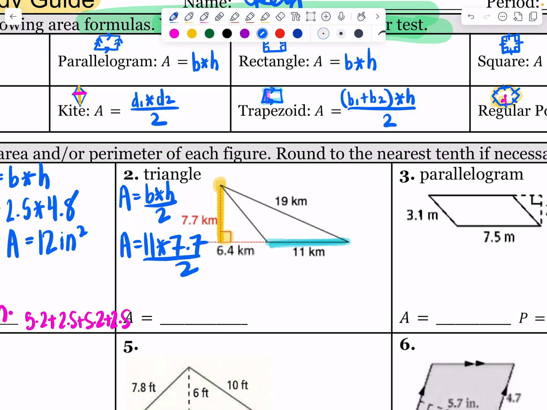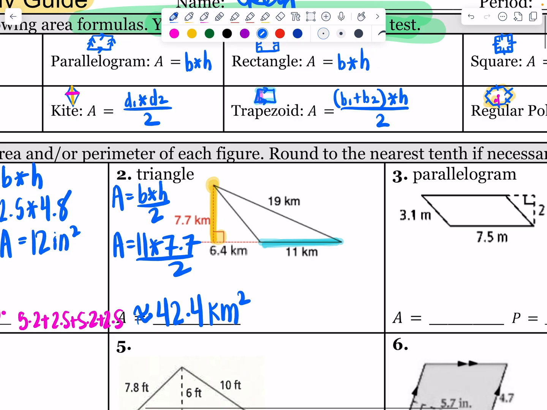So let's do that. 11 times 7.7 divided by 2 is going to give me an area of 42.35, which rounds to, they say round it to the nearest tenth if necessary, 42.4 is what that would round up to, km squared, because it's area. On this one, they did not ask me to find my perimeter, so we get to keep going.